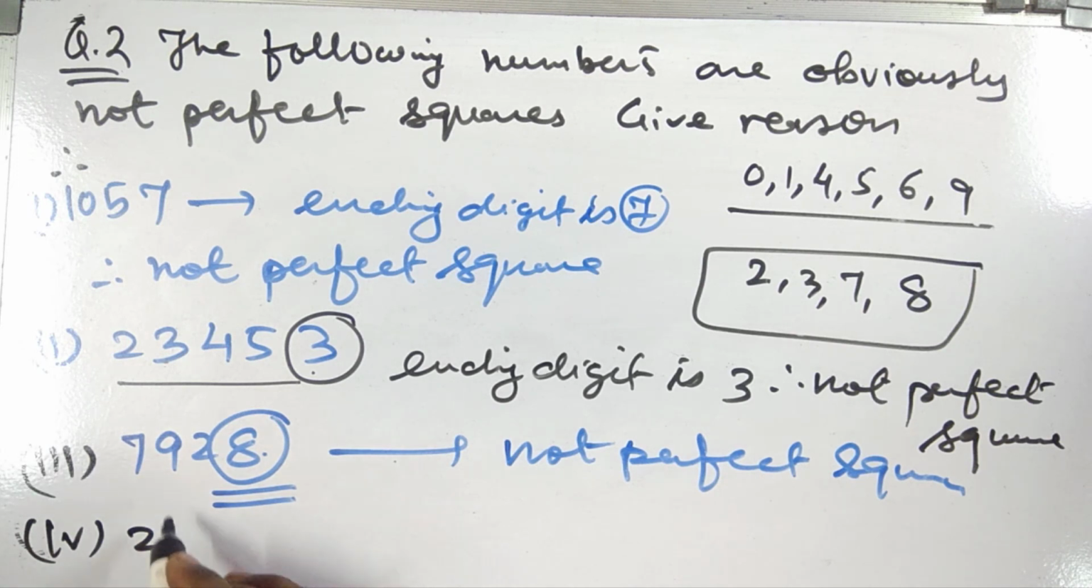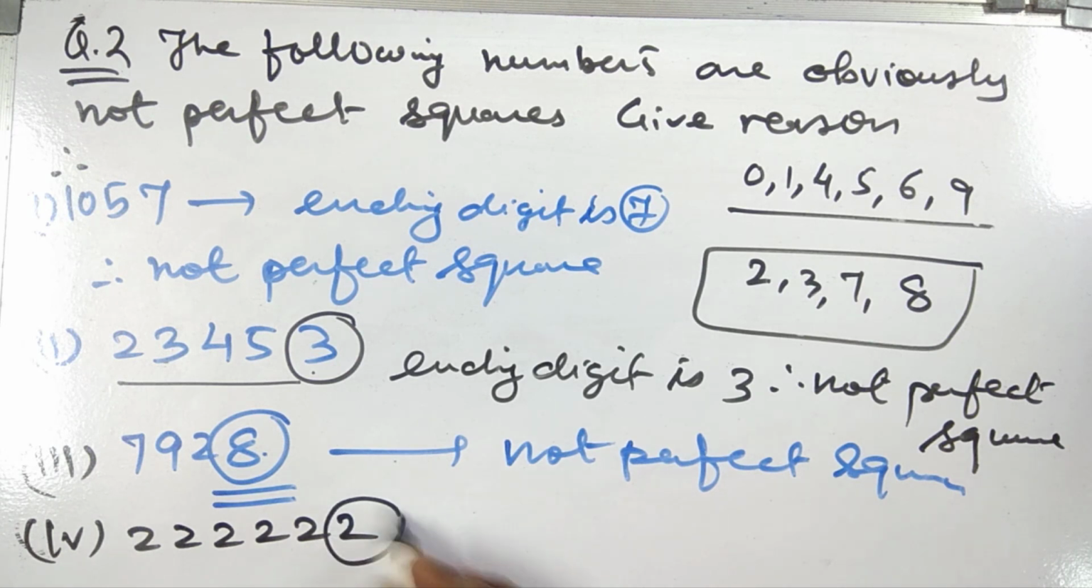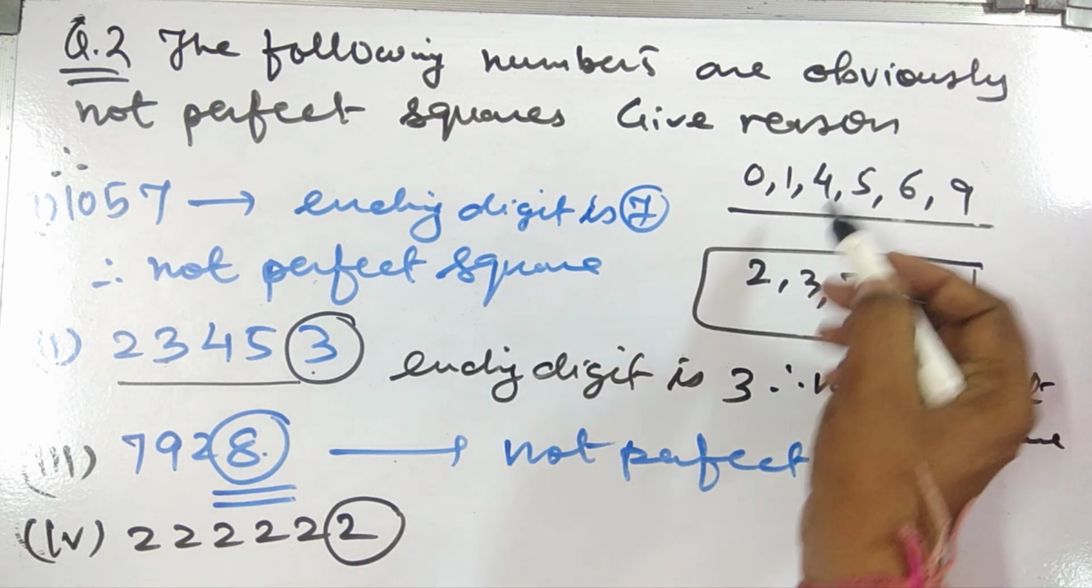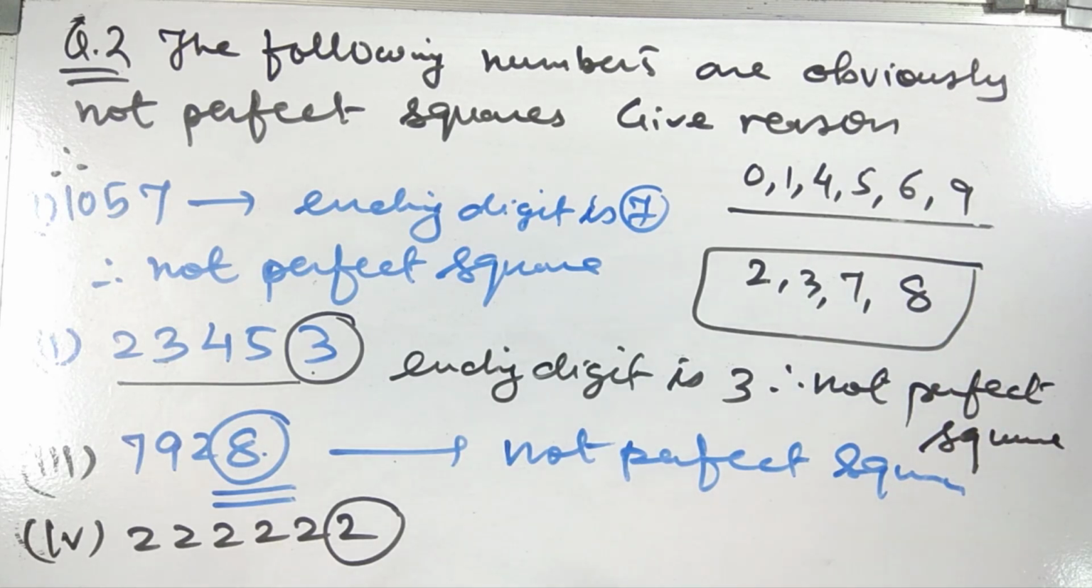Students, ending digit is 2. So this is not a perfect square. Why? Because it ends with 2, not with 0, 1, 4, 5, 6 and 9. So this is not a perfect square. Next student, fifth one.